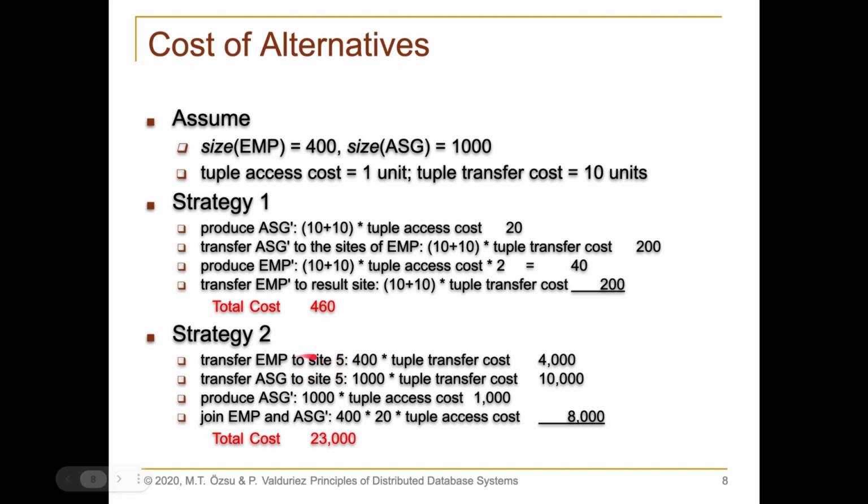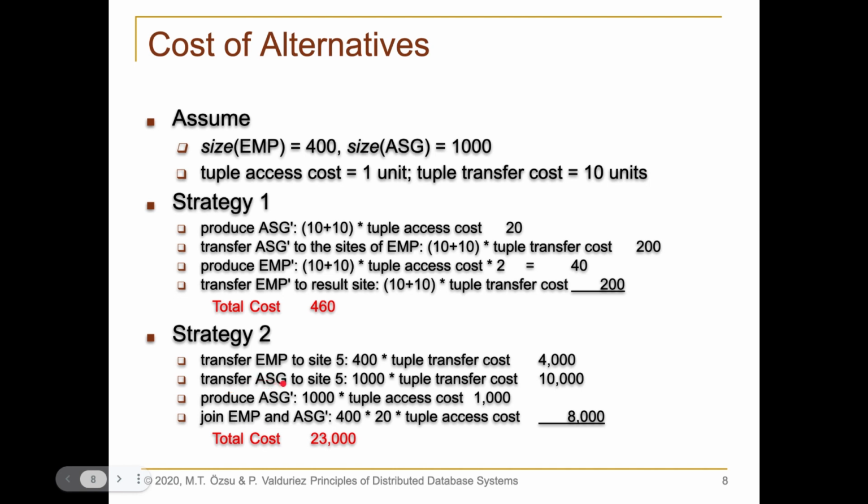So in order to transfer employee to site 5, you have to spend a cost equivalent to the number of tuples of employee relation times tuple transfer cost. As it is given in our benchmark, the number of tuples of employee table is 400 and the tuple transfer cost is 10. So the cost of transferring employee relation from site 3 and site 4 to site 5 is 4,000 units.